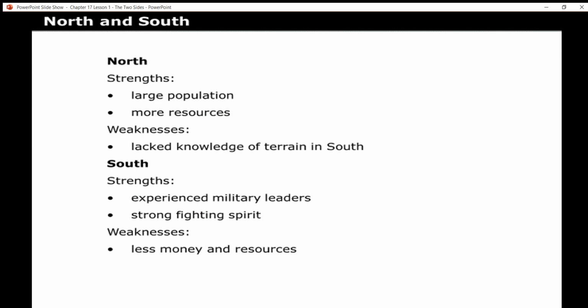So here's a brief note slide. You can go ahead and take a screenshot of this. It just sums up the strengths and the weaknesses. We didn't talk too much about the weaknesses, but one side's strength could be seen as the other side's weakness. So while we said that the South's weakness was having less money and resources compared to the highly manufacturing North, the North's weakness could be the lack of knowledge of terrain in the South.